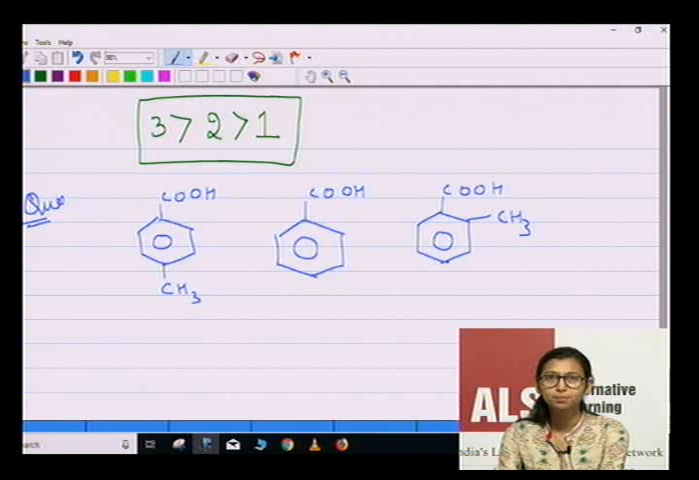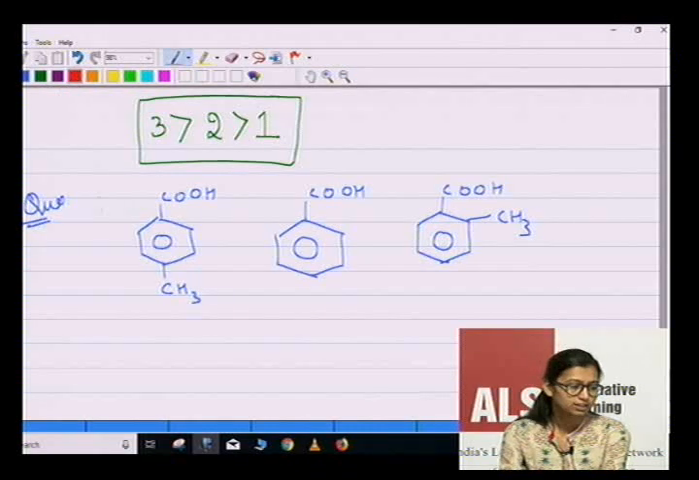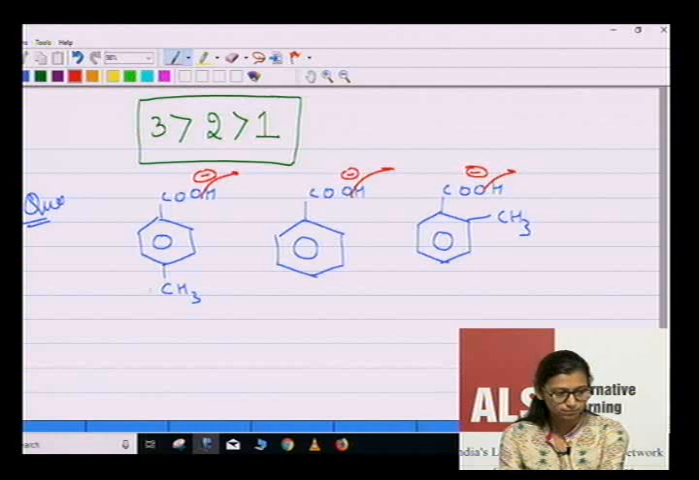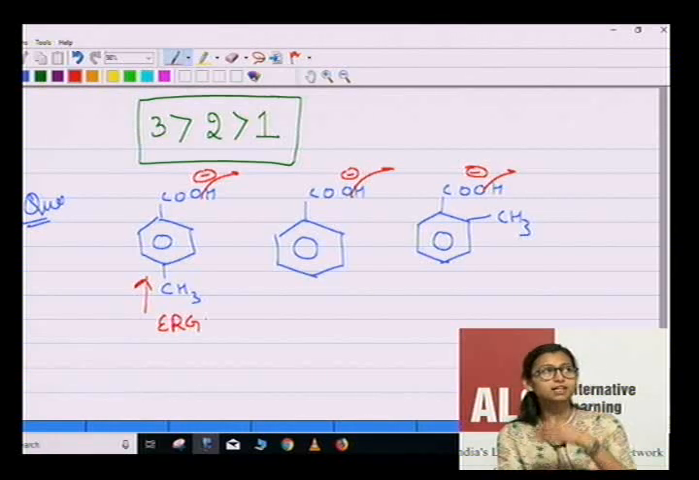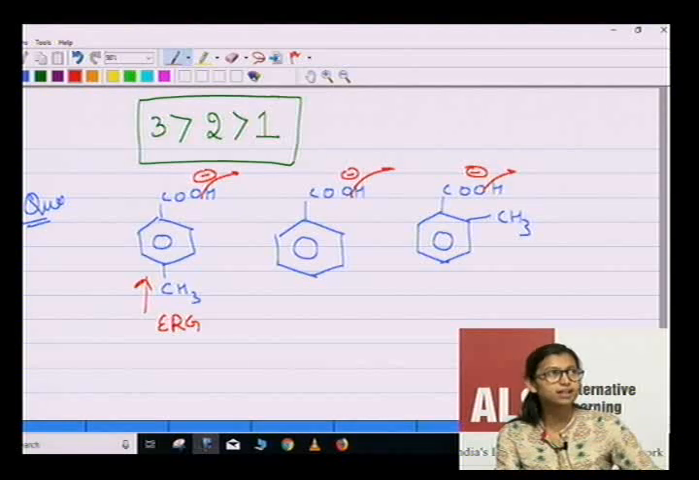See, what will happen? Look at the screen. This is a methyl group. First of all, remove the H plus ion, and we will get the negative charges. Then methyl is an electron releasing group. Instead of stabilizing it, you are giving the electron density. And here it is also giving the electron density.